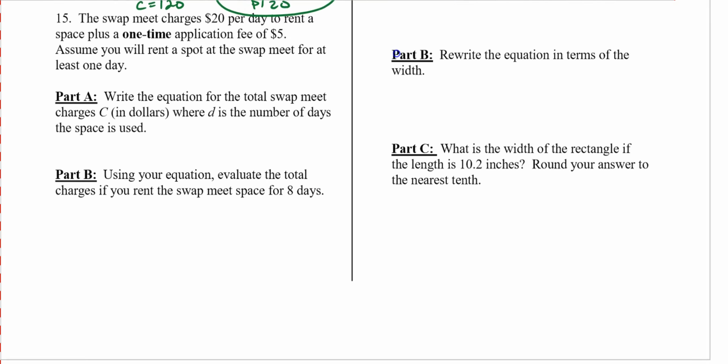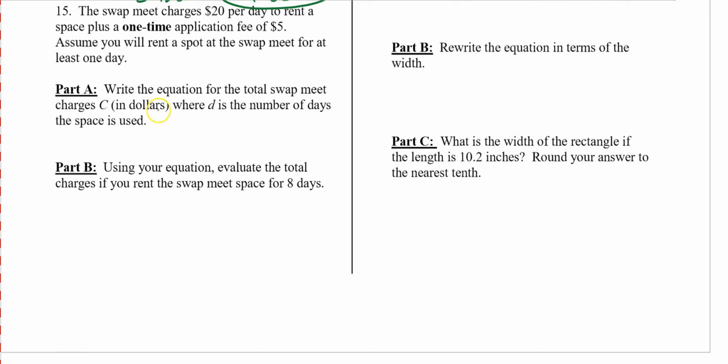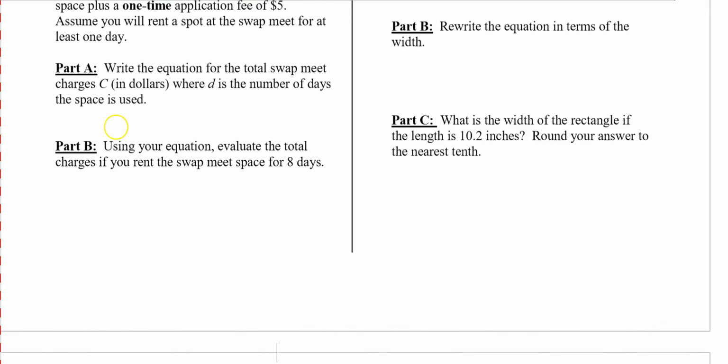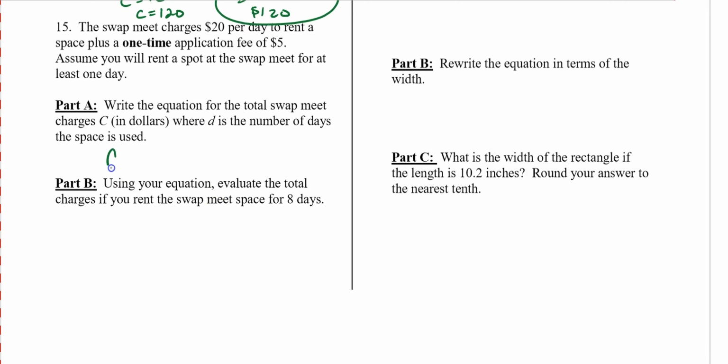So this one actually defined the variables for us. It told us that C was the cost and D was the number of days. So the equation, the total cost, is equal to, it's $20 per day, so that's 20D, plus $5 extra just to rent the space, or for the application. There's my equation.